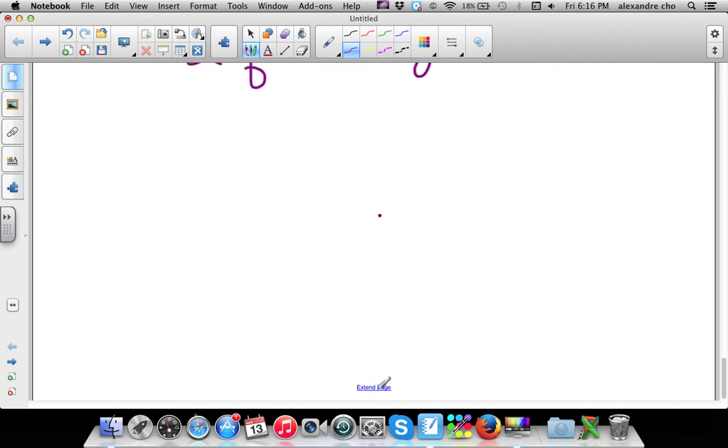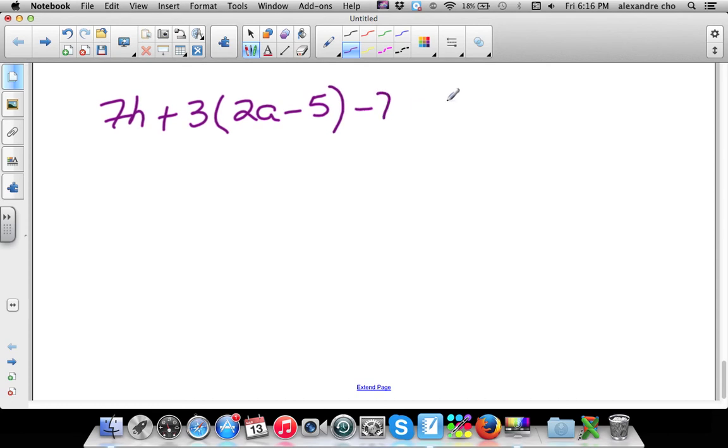Oh, it's pretty long. So let's see. We have 7h plus 3 parentheses, and here comes the lag again, 2a minus 5, minus 7h. Yikes. Alright. Again, we have parentheses here which you need to get rid of before you start combining. So you're going to be doing this 3 and 2a and 3 and 5.